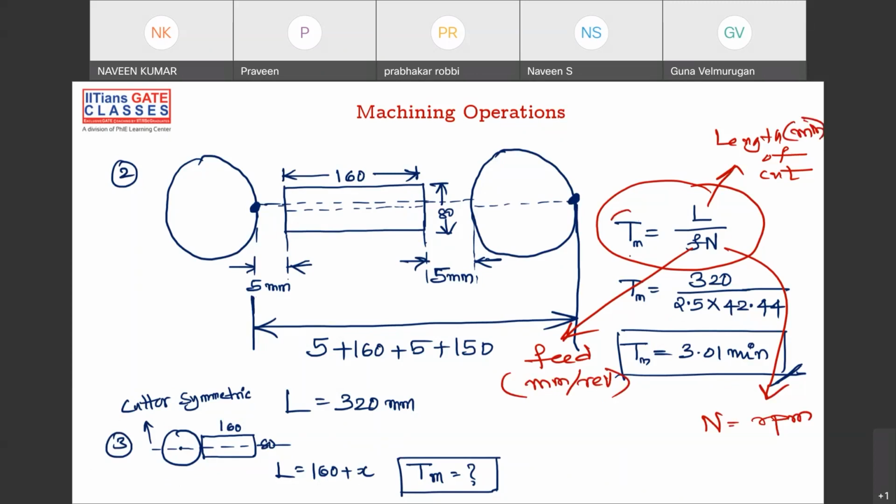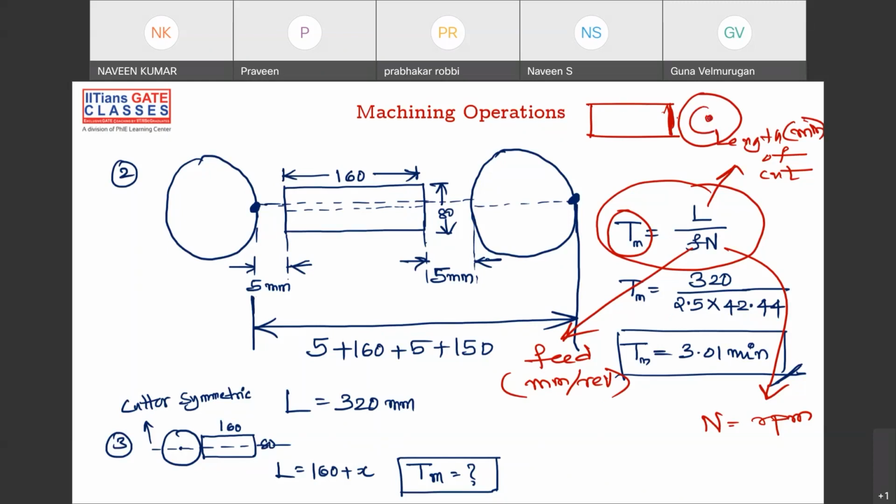Right? This is what is machining time. Let's say if I want to machine, I use some cutter, I use some slab milling, or maybe I'll use some end milling, or maybe I will use some face milling, whatever it is. If I'm having a big cutter, obviously this is face milling.